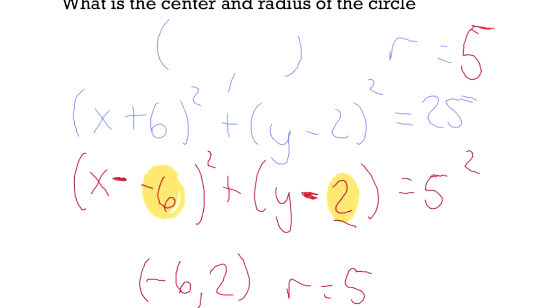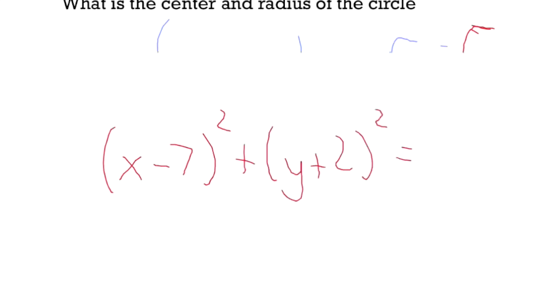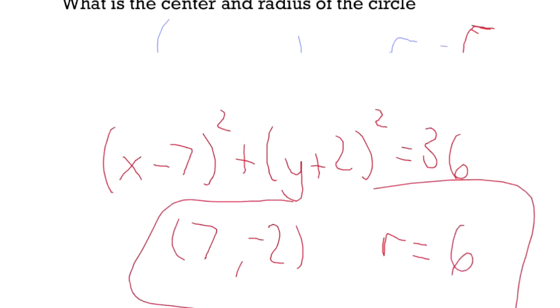We'll put a white screen up here. Okay, so here we go. (x minus 7) squared plus (y plus 2) squared equals 36. Can you give me the center and my radius? Fabulous. Perfect. So when we see a minus 7, that's going to be a positive 7. When I see a positive 2, it's going to be a minus 2. And what number squared is 36? 6. You got it. You did great.